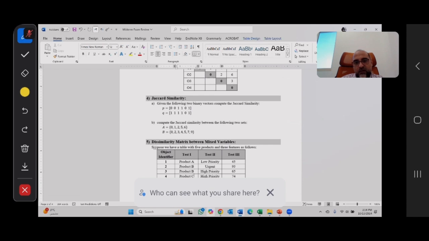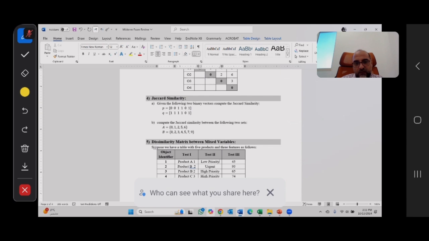This is called a mixed variable example. Why? Because it has a categorical variable. Can you see categorical variable A, B, C because it has three? Low, high, urgent, categorical variable. So I need to give it numbers here, like 1, 2, 2, 3, 1, right? I can always give numbers.